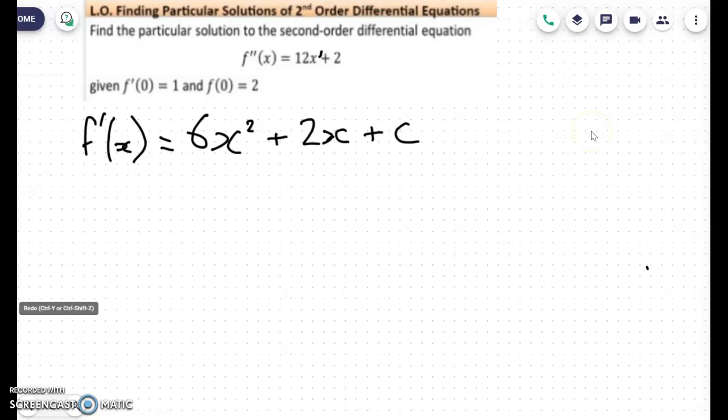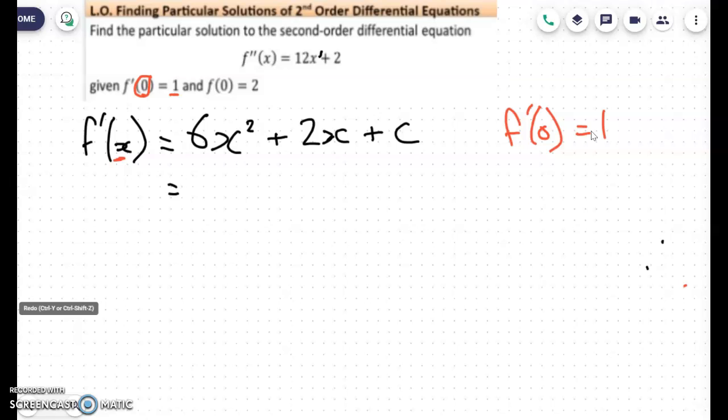And so now we go, what information can we use to find c? Right here, we see f dash 0 equals 1. Remember, this is x, isn't it? So that means when x is 0, f dash x equals 1. So we can use this information to help us find c. So we're going to substitute it in. This is pretty simple.